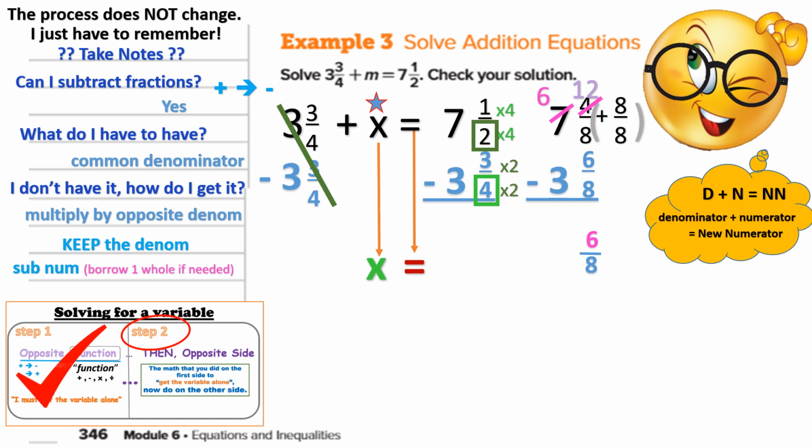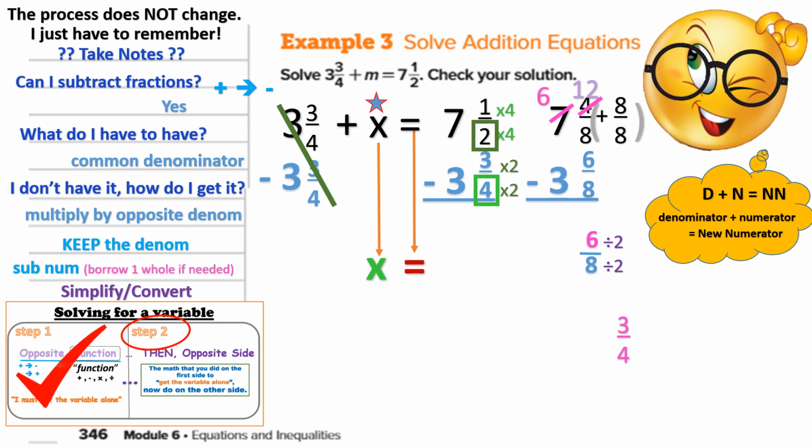When I subtract then, I have 12 minus 6, which is 6, and then I go to my whole numbers. 6 minus 3 is 3. So we are saying that x is equal to 3 and 6/8. Well, I have to reduce, right?